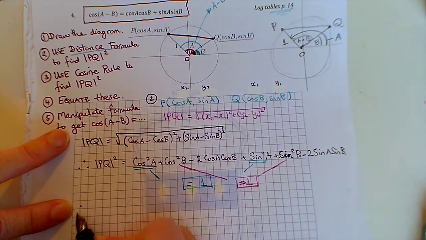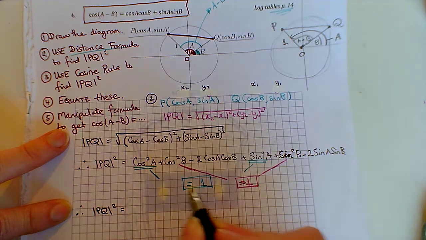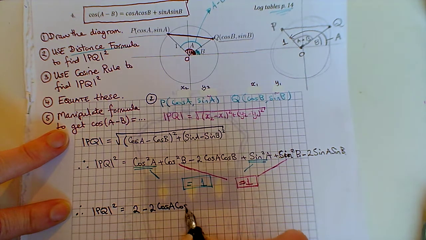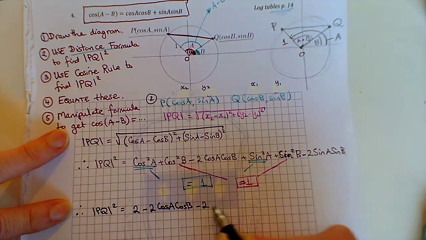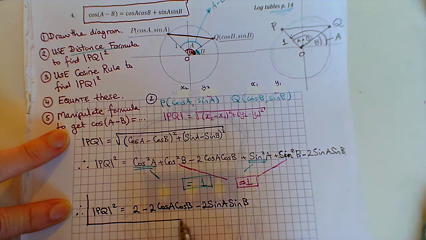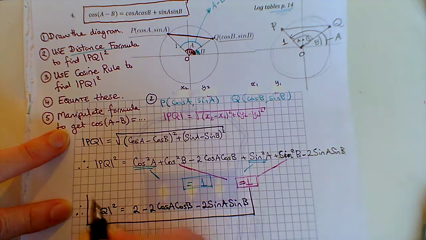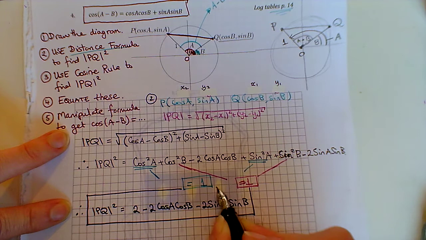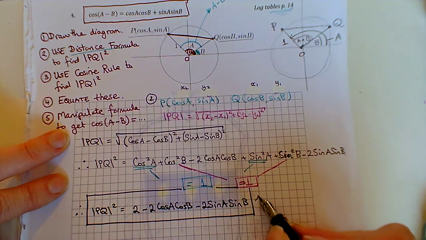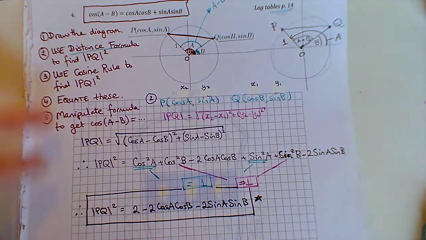So that means that PQ all squared is going to be 1 plus 1, 2, minus 2 cos A cos B, minus 2 sine A sine B. So this is the value for PQ squared from step 2. And we'll come back to that in a second.